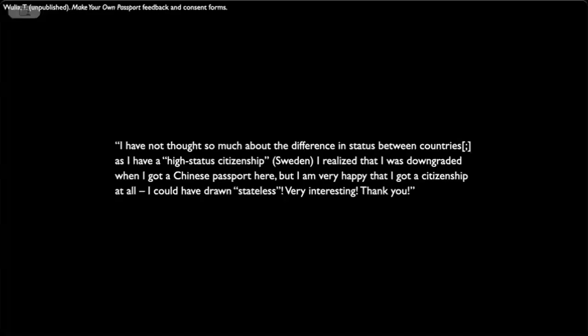I have not thought so much about the differences in status between countries, as I have a high status citizenship, Sweden. I realized that I was downgraded when I got a Chinese passport here, but I am very happy that I got citizenship at all. I could have drawn stateless. Very interesting. Thank you.